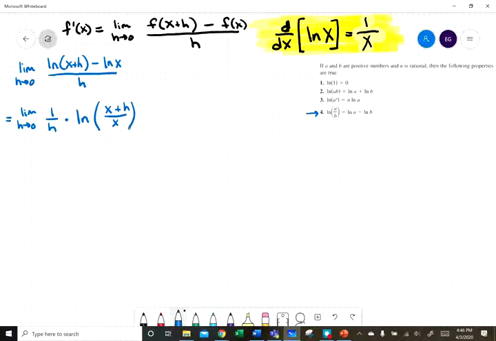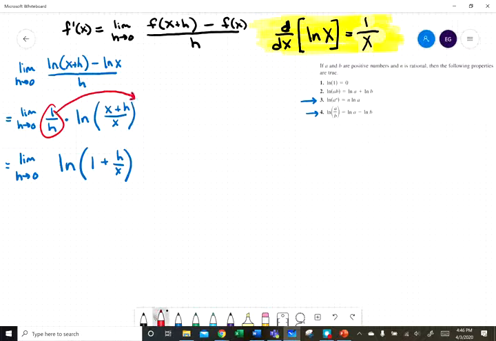Okay, so now let's do a couple of things. One, let's split the argument of the natural log. Let's split this fraction up into 2. So let's say that's the limit as h goes to 0 of the natural log of 1 plus h over x. And we could apply property number 3 over here, and we could bring this 1 over h up top as an exponent. All right, so let's go ahead and do that. So we'll have the 1 over h up here.